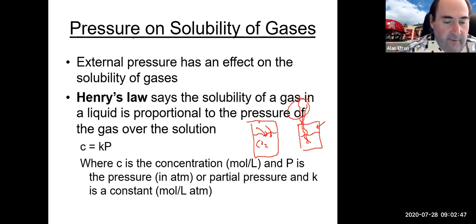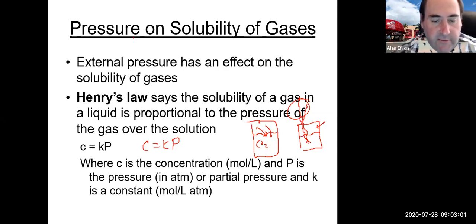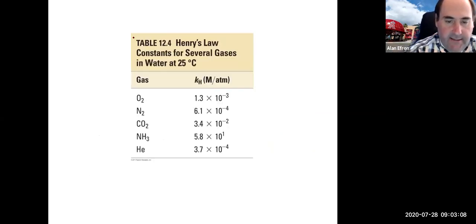And there is a formula here that you could calculate. C is concentration, k is Henry's law constant, which is different for different gases, and P is the pressure. So you can use this to figure out the pressure-concentration relationship of a gas over a liquid. Let's take a look at this. So there are Henry's law constants, which again would be provided for you if you needed them. And you can see that they are different values depending on what gas you're talking about.